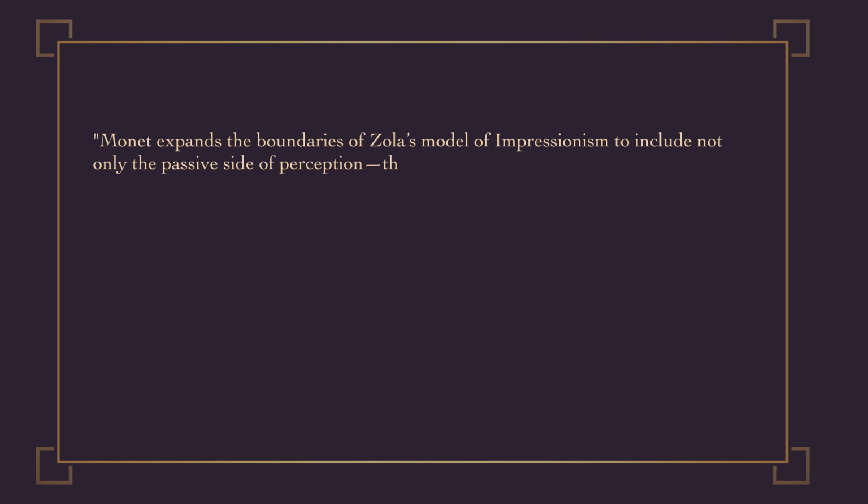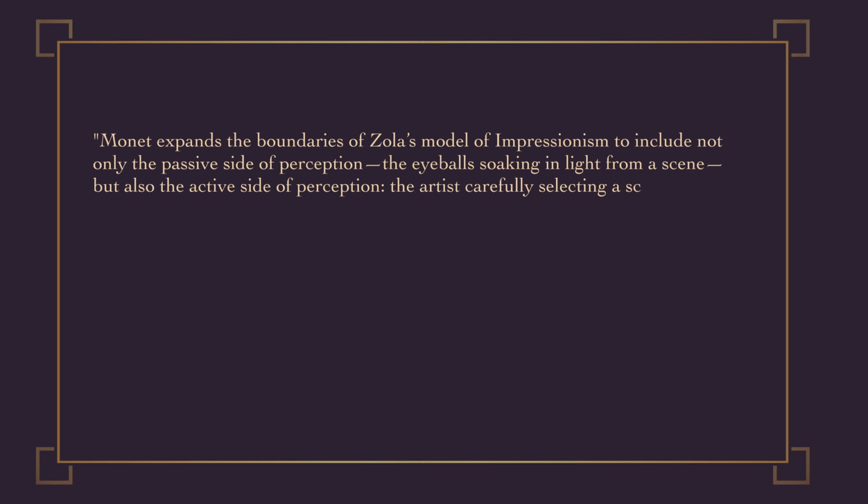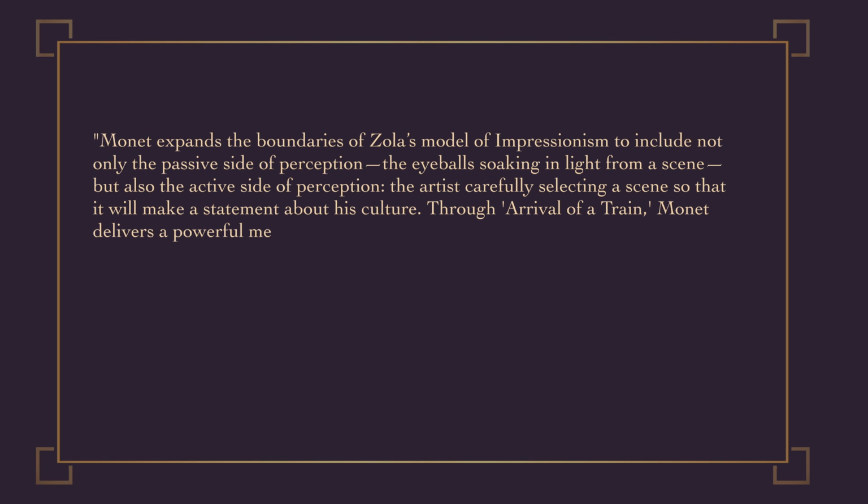I want you to notice how sophisticated, arguable, and non-list-like it is. Monet expands the boundaries of Zola's model of Impressionism to include not only the passive side of perception, the eyeballs soaking in light from a scene, but also the active side of perception, the artist carefully selecting a scene so that it will make a statement about his culture. Through Arrival of a Train, Monet delivers a powerful message about the cultural state of France during the Industrial Revolution.